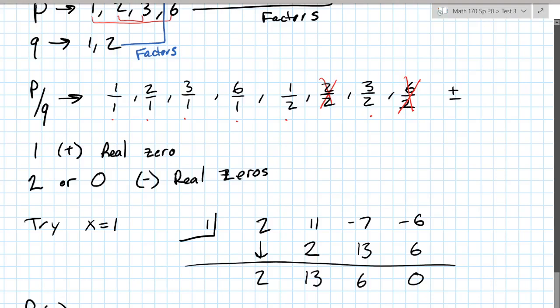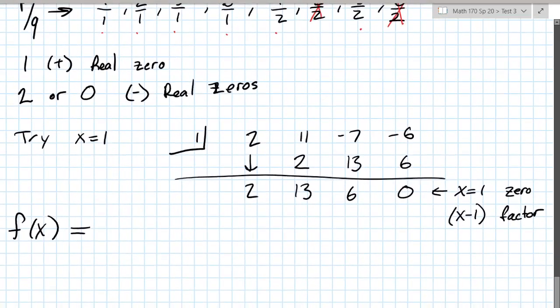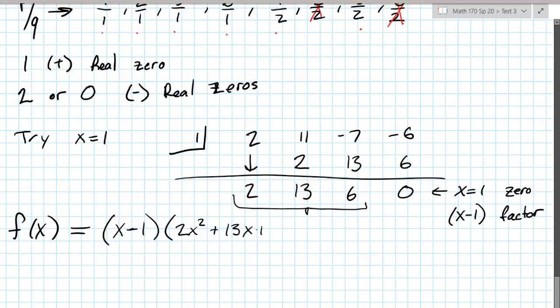This is good news because that means x equals 1 is a 0, or x minus 1 is a factor. So our equation becomes f of x equals x minus 1 times this stuff that's left over, which is 2x squared plus 13x plus 6. Now we can attempt to factor that second part.